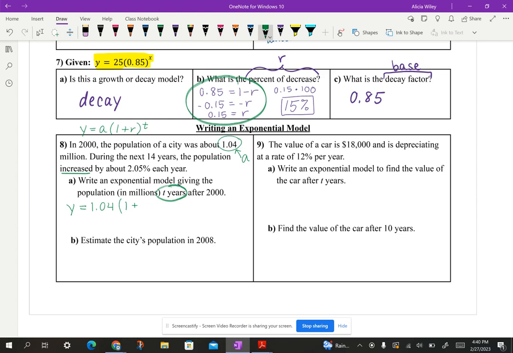Next is R. R is your rate of growth in this case. They told us our rate of growth is 2.05%. But remember that is a percent. We want the decimal value. A percent is just how much out of 100. So all you have to do is take that percent, divide it by 100, and it will give you your decimal. So do 2.05 divided by 100, and you should get the decimal value. And if you do that, you get 0.0205. Please do not round your decimal too much, because then your answer will be really off.